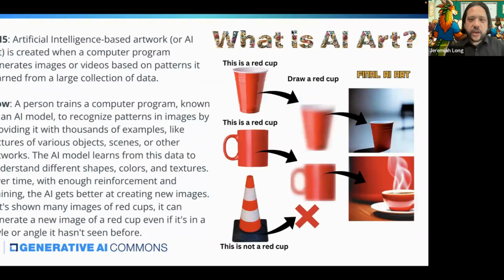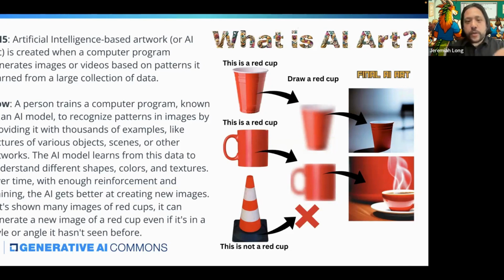So I'm just going to very quickly tell you again, a little deeper, what exactly is the art side of this in the generative AI field. And this is the exact same way that data is modeled, which is why I like to show art as the example. So ELI5, which is short for explain it to me like I'm five. Artificial intelligence based artwork, which is very similar to the way that inference models work for text and for video, is when a computer program generates images, video, or text based on patterns that it learned from a large collection of data. I'll let you read the how. I'll definitely make this available to everyone who attended.